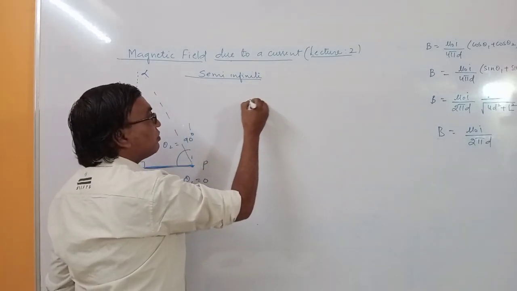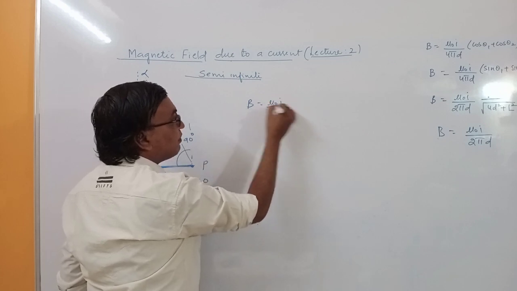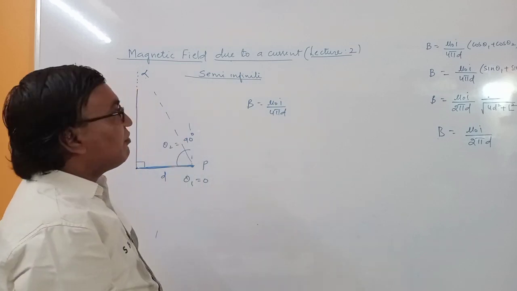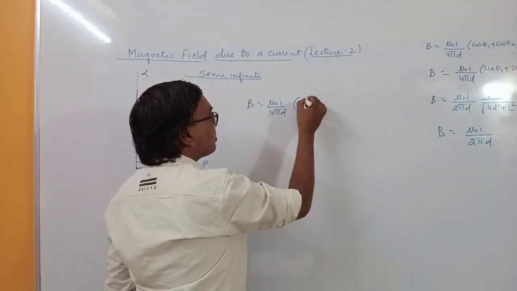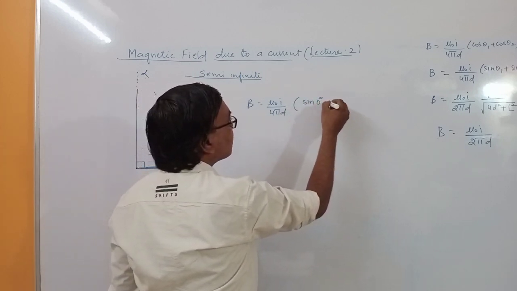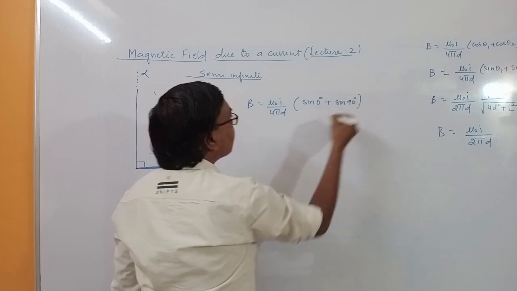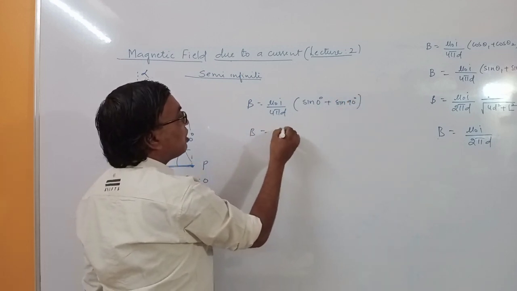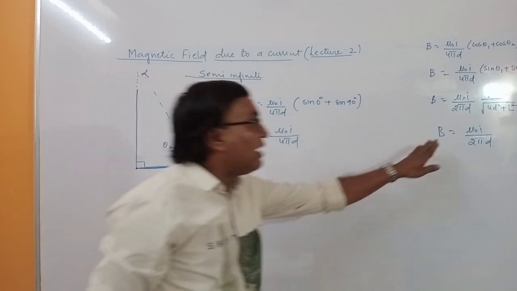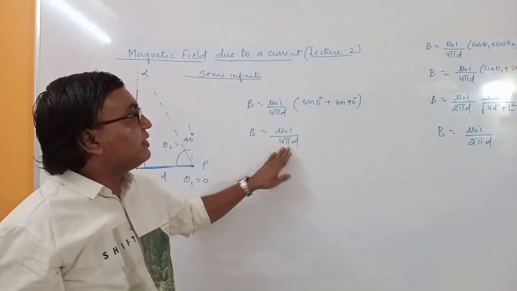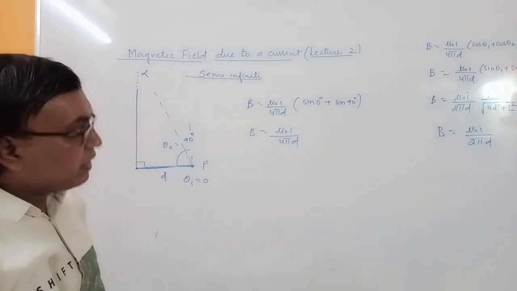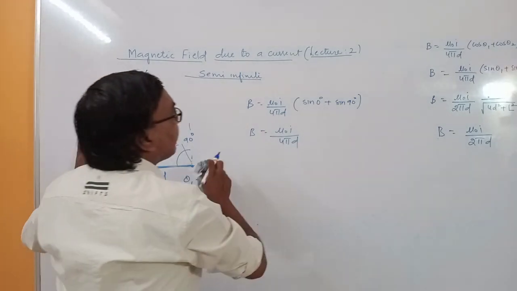So B is equal to mu naught I by 4 pi d sin theta 1 plus sin theta 2. So sin here theta 1 is 0. So sin 0 degrees, sin 90 degrees. So B is equal to mu naught I by 4 pi d. So half of this field. Sin 0 is 0, sin 90 is 1. So mu naught I by 4 pi d. Okay, yes.